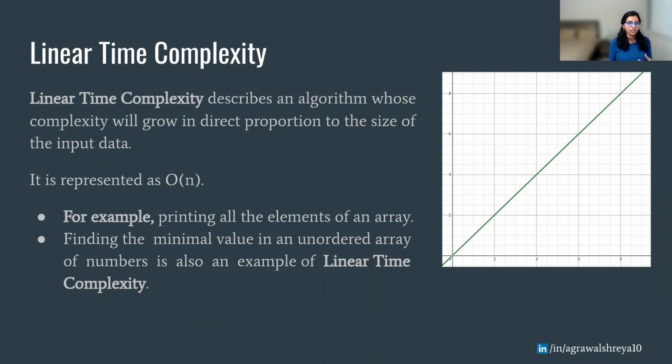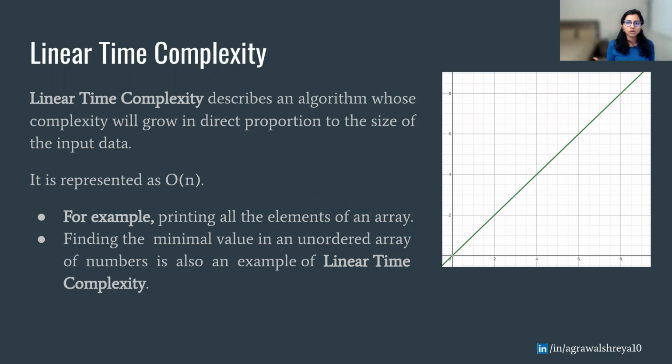Another good example is when you are given an unordered array and you need to find the minimal value. That is the basic difference between constant time complexity and linear time complexity. In this case, you don't know what the minimal value is. In the earlier case, you were aware of the value already, so you knew what to look for. But here you don't know what to look for. It is an unsorted array and there is some minimal value. It could be anything because you don't know what is coming from the array.